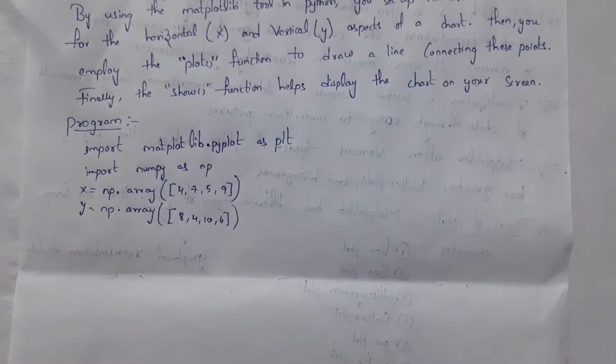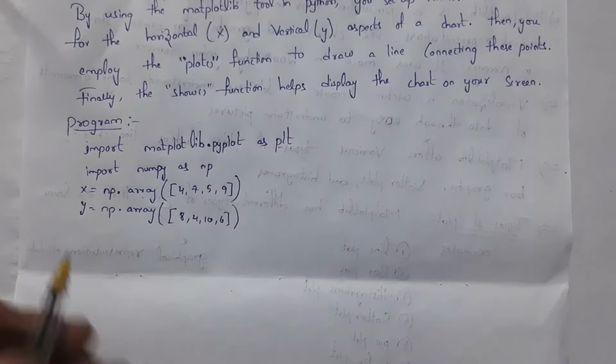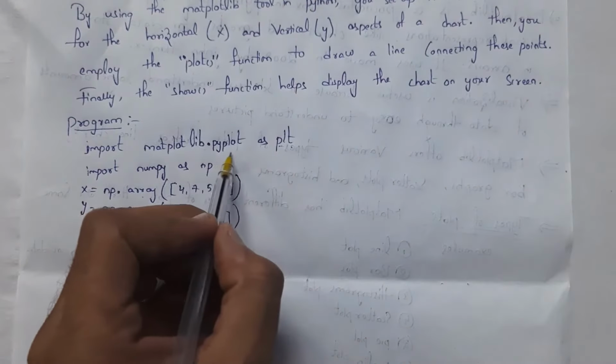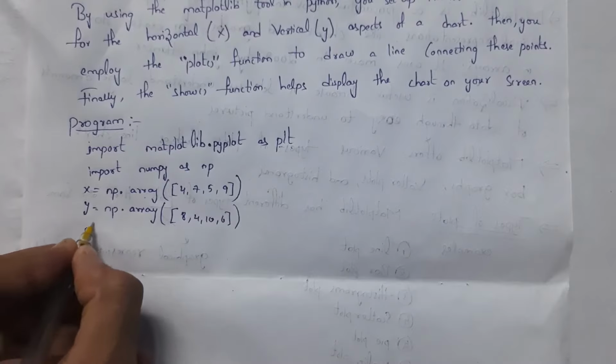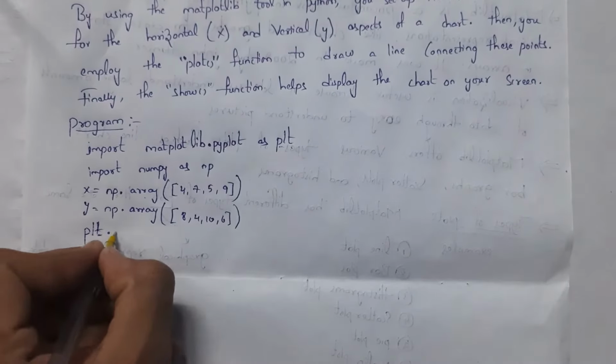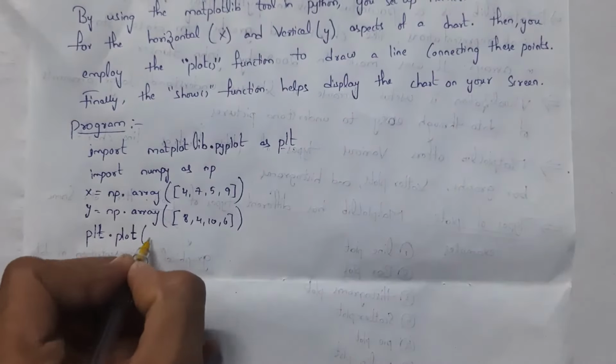By using the plot function we can draw a plot. So write here module name. There is no need of writing this complete module name. You can use the alias name. So write here module name, that is plt dot plot function. Inside this plot function you need to pass x, y. So this plot function will create the plot.